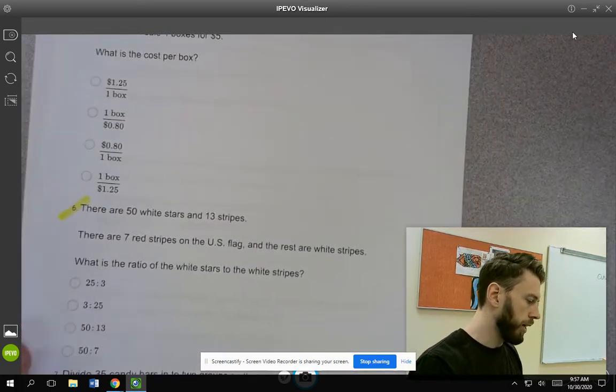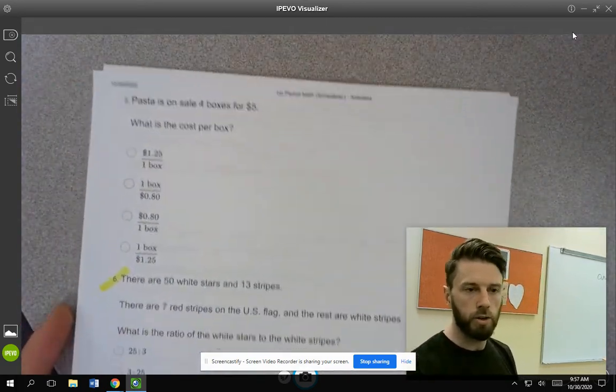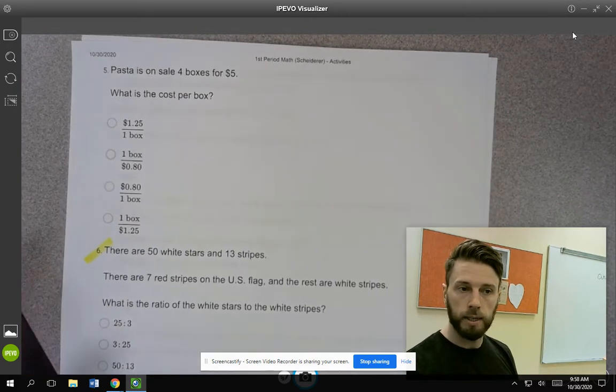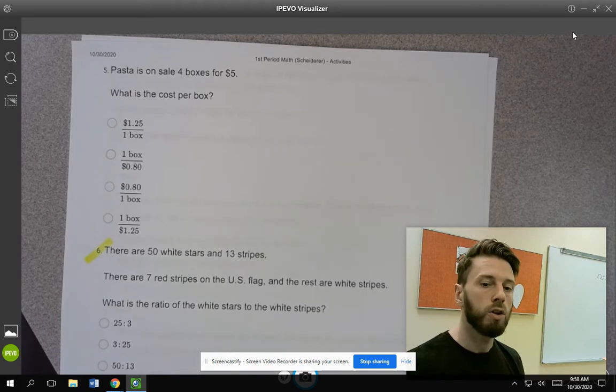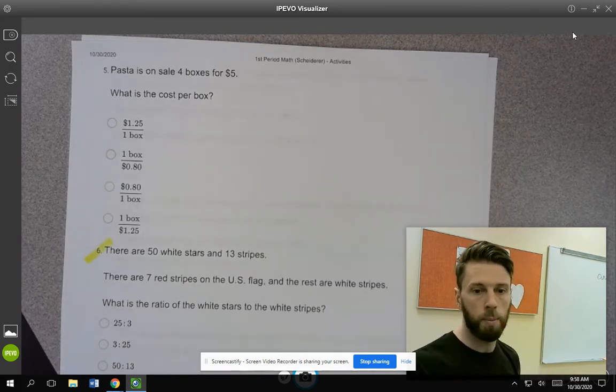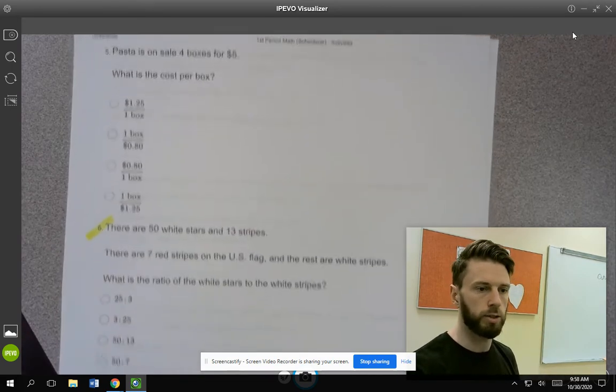If we keep moving on through here, 5 is a great unit rate question because it gives you 4 boxes for $5. And when you go to find the unit rate there, you will get a decimal. So that's a good problem there to practice getting a decimal for an answer.